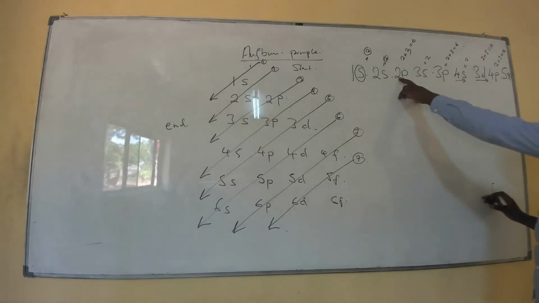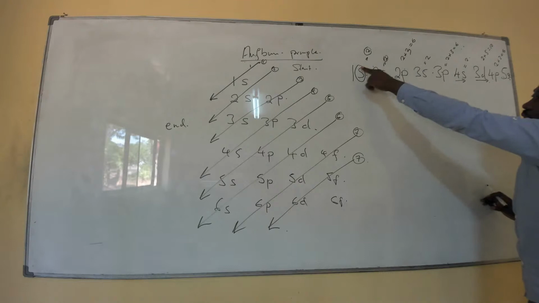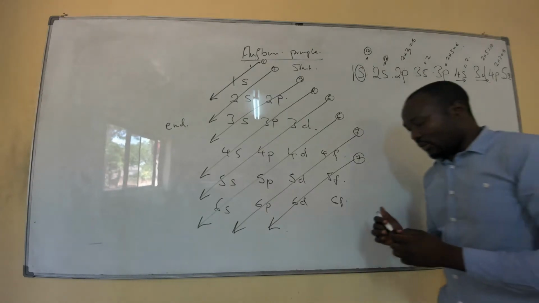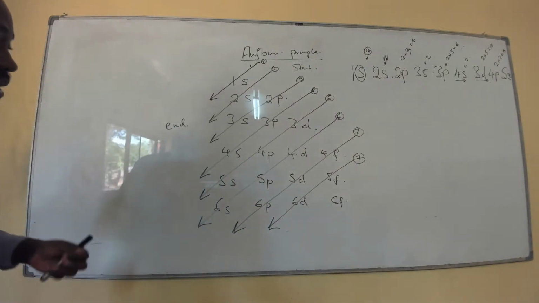Now when you're writing the electrons, you just write the total number of electrons as the superscript. So we can look at examples, or different examples.